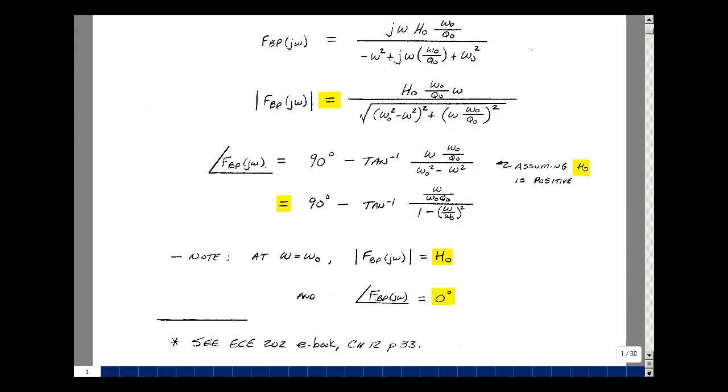Now, one point of interest with this particular transfer function is when omega equals omega naught. For the magnitude, this term drops out, and I get the square root of this term squared, which is just this, and then that cancels with this, and that cancels with this. So we just get H naught.